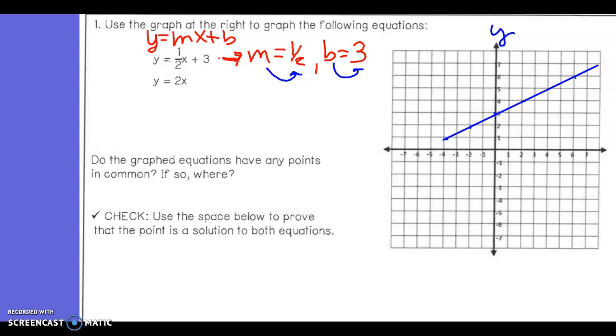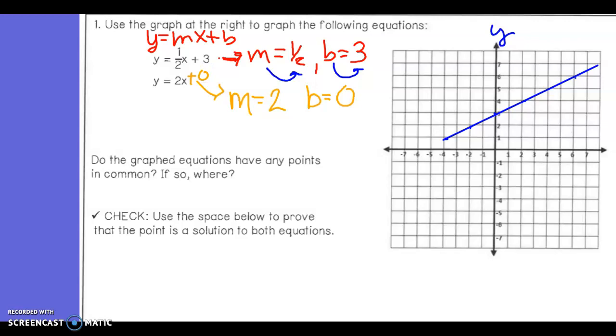Your line should look like the one that I have graphed. Notice that you want to have your line be quite lengthy, because we're going to be trying to figure out where it intersects with the next line. So plot a lot of points to help you with that. Now let's look at our second line. In this second line, my m value is 2. That's the number in front of the x. And my b, or my y-intercept, is 0, because this is like y equals 2x plus 0.